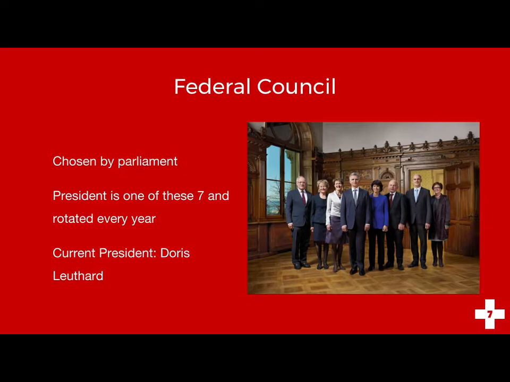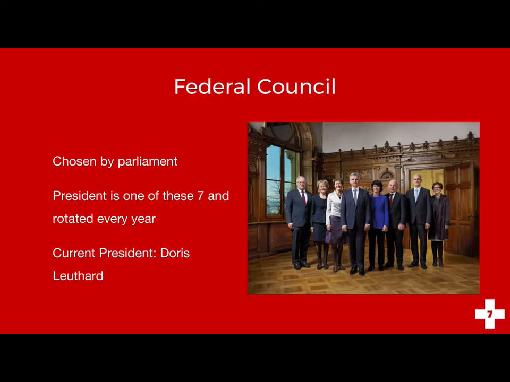And so how this federal council works is you basically have these 7 people who together represent the executive branch, the head of state. All 7 of them together are the head of state. Every year they select one person as the president, but that's mostly just a ceremonial role, to welcome other heads of state or to be the chair at meetings. This year it is Doris Leuthard, and basically the president just gets rotated every year.